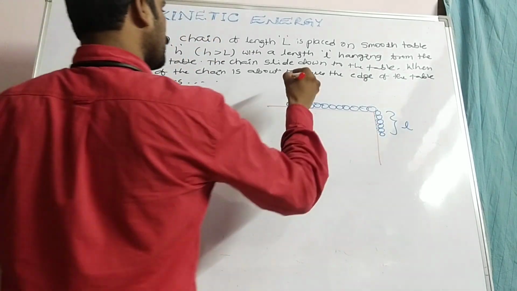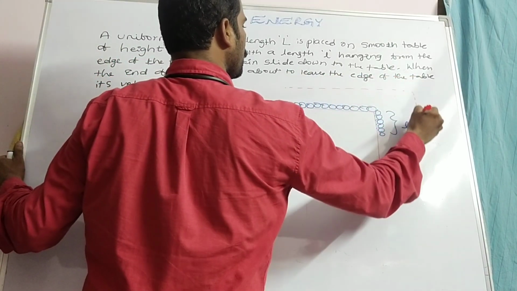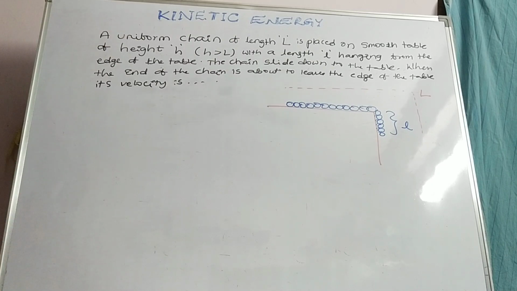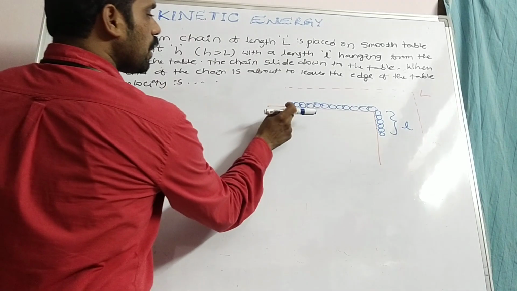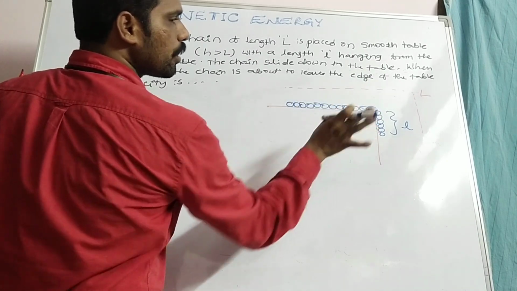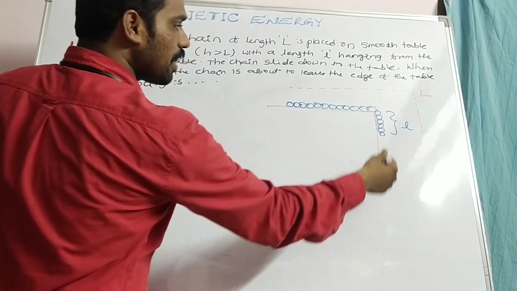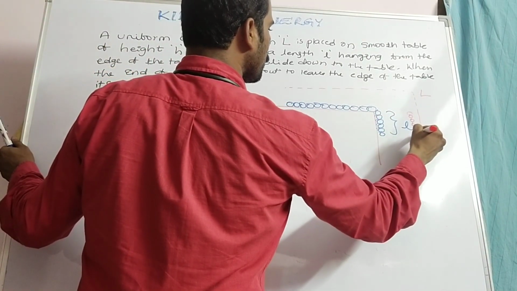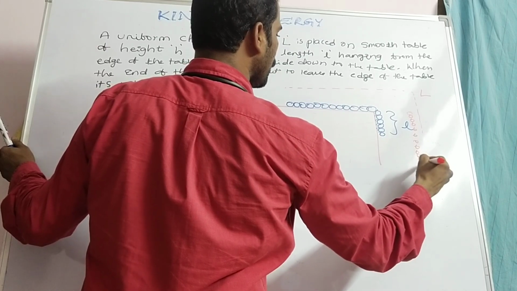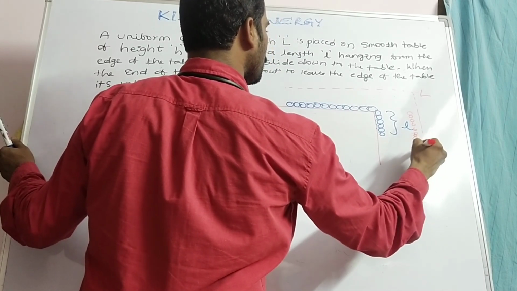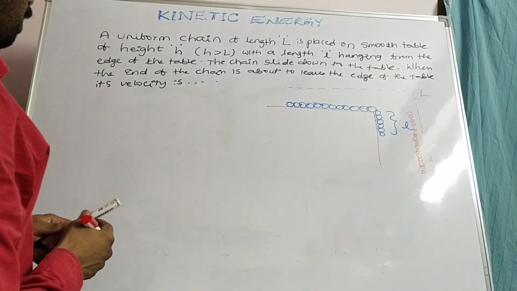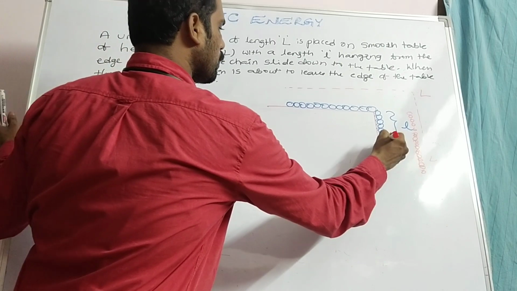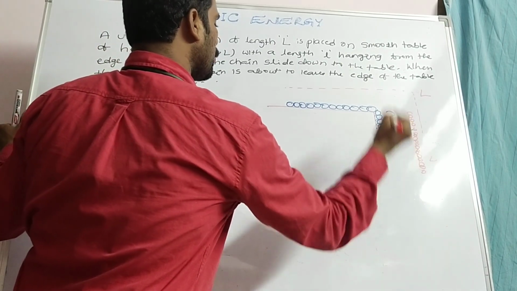So the total length of the chain is capital L. Of course, whenever the last strip is about to leave the table, the entire length of the chain becomes capital L. When it starts sliding, the entire length of the chain becomes capital L. Then we have to find the velocity of the chain. While it is moving downward, the velocity gradually increases, hence we have to find the length.